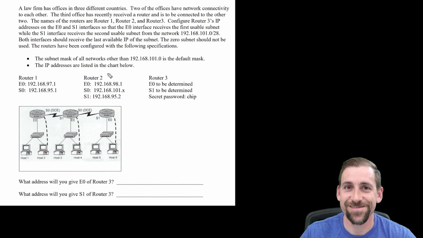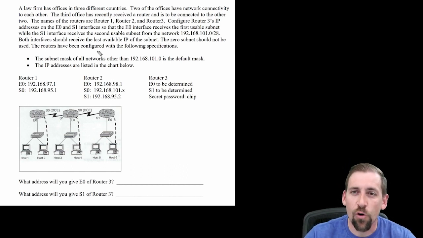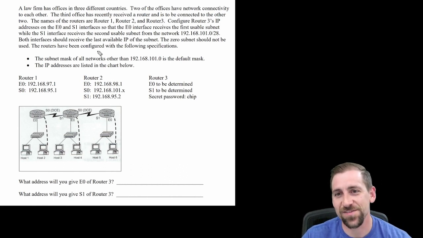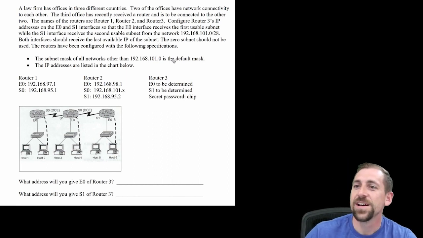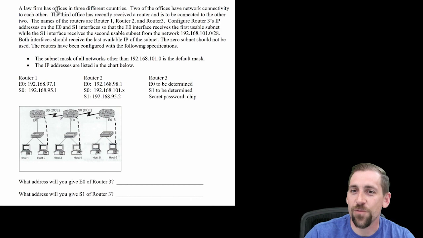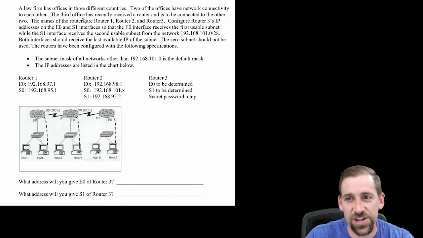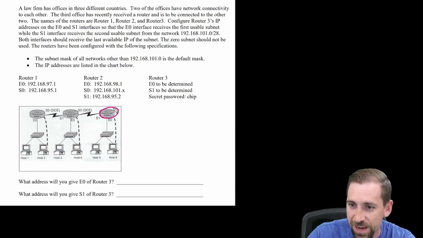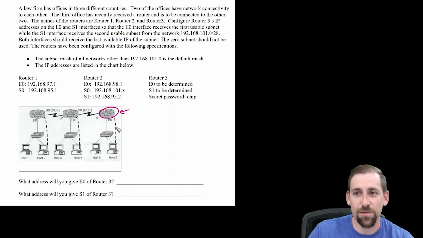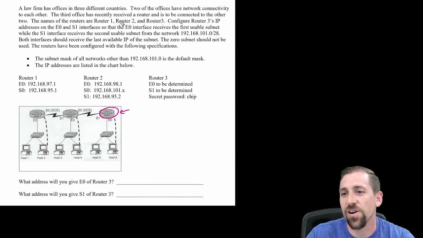And our last question is a word problem, which is typically more complex than the previous problems that we have solved, because we actually have to take the words and put them into objectives and then solve the problem. So we have a law firm in 3 different countries. 2 of the offices have network connectivity to each other. The 3rd office has recently received a router. So we have router 3, which is the office that has recently received a router. The names of the routers are R1, R2, and R3.